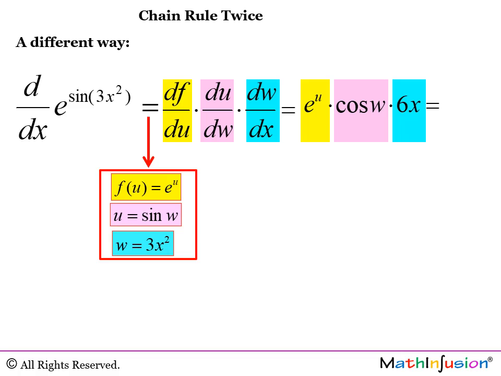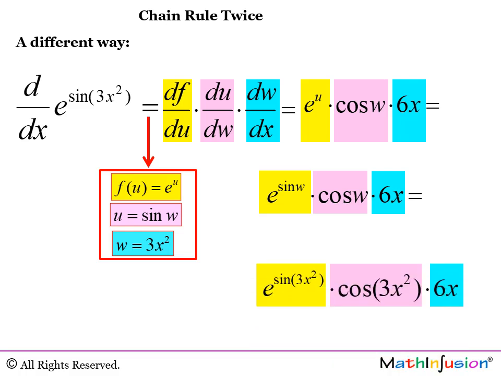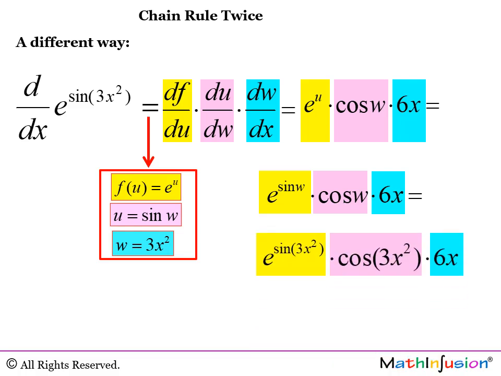Now I have to go and express u and w as functions of x. I have to do it now in 2 steps. The only thing that I see is that u is sine of w. Now when I have a function that has w's and x, I can go and change w to be 3x to the power of 2. And I get that.